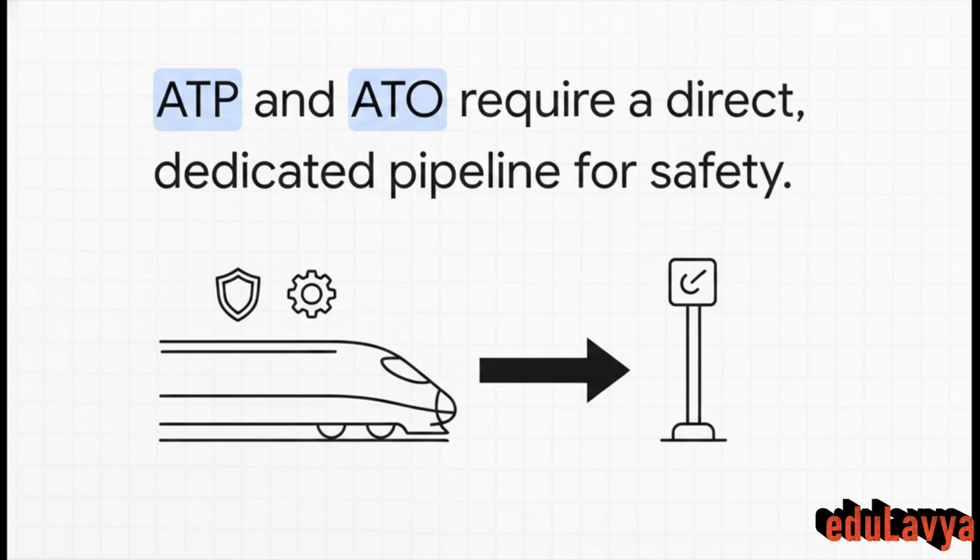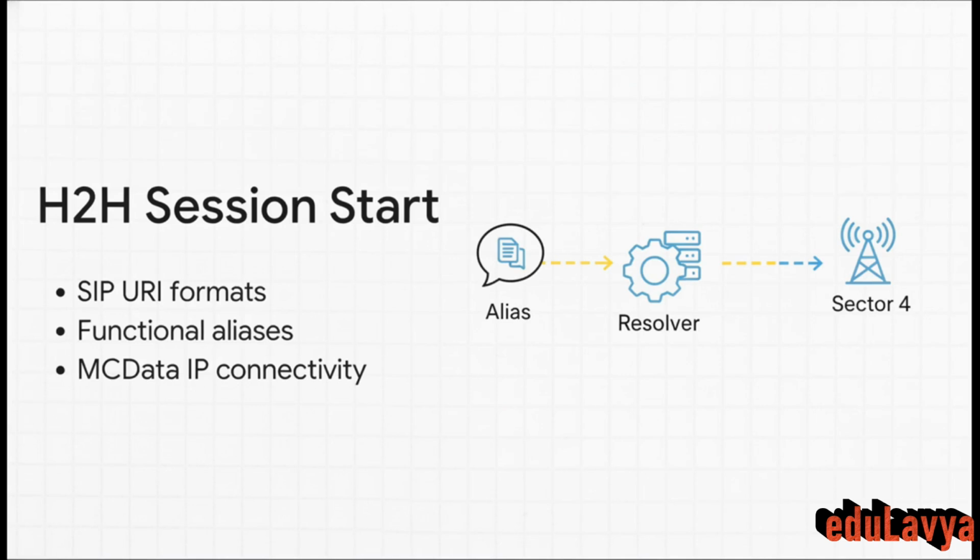No exceptions. Let's pop the hood for a second and look at the technical mechanics of how an H2H connection actually spins up. When a session starts, it uses SIP URI formats for destination addresses. You can essentially think of that as a digital phone number. But instead of relying on a hard-coded IP address, which, let's face it, is going to change constantly as a high-speed train blasts across different borders, it uses what we call functional aliases.